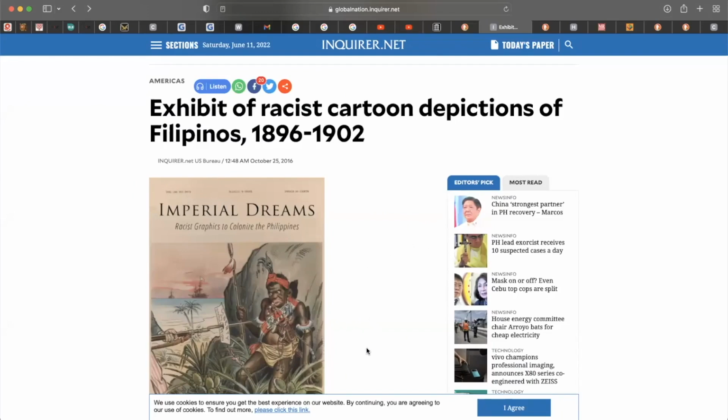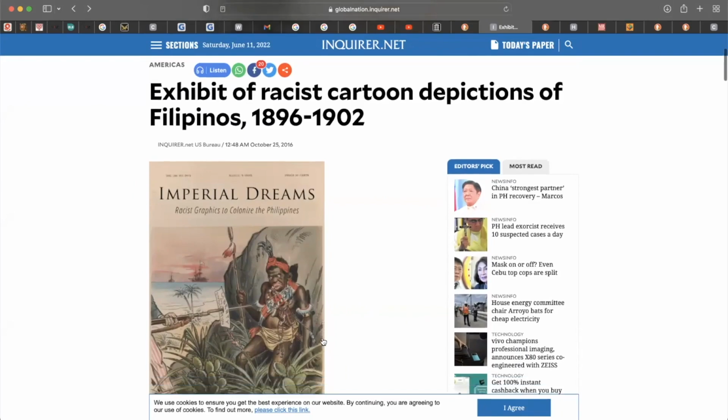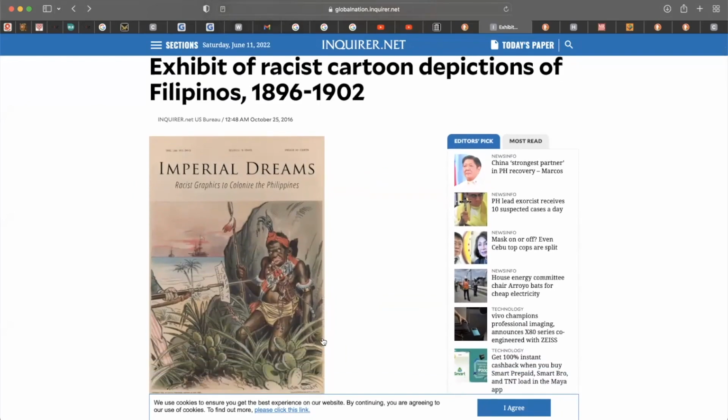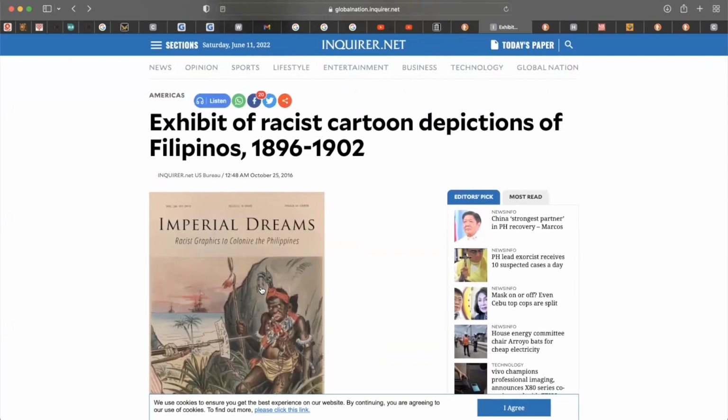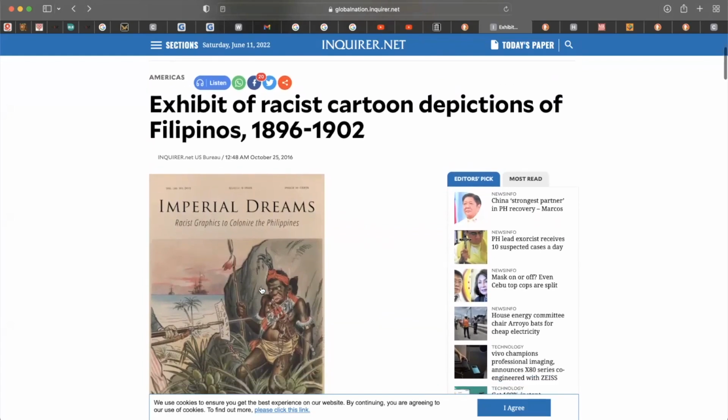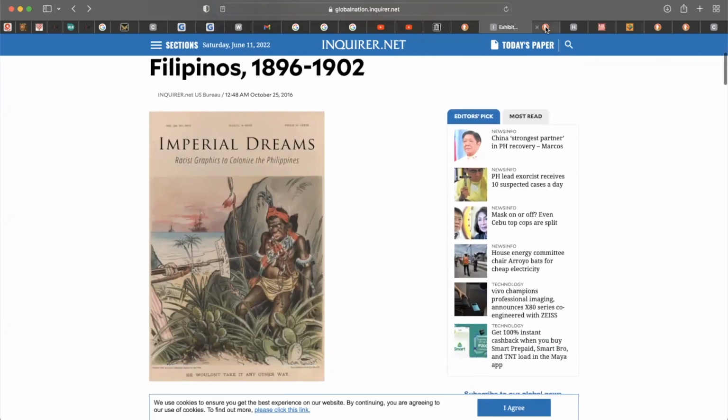All right, so we're going to talk about Filipinos as well, and how they had a huge slave market in Manila in the Philippines. Just want to remind everybody, we just saw some pictures of some Philippines, but I want to show some more drawings here now, to get more perspective. It says here, exhibit of racist cartoon depictions of Filipinos. All right, depictions of Filipinos.